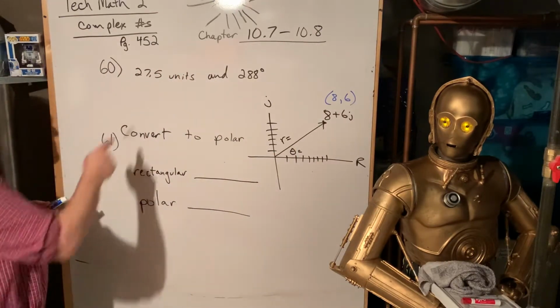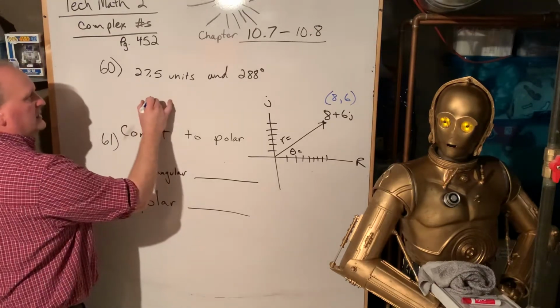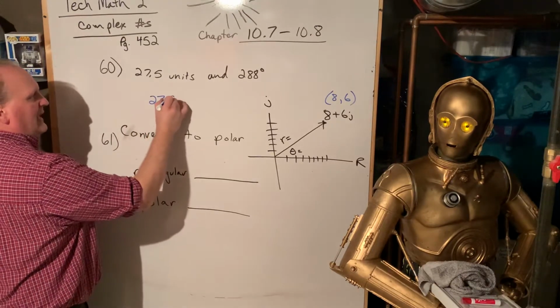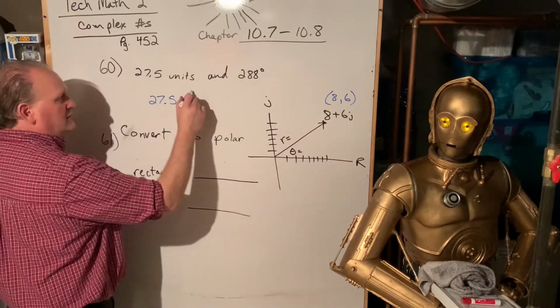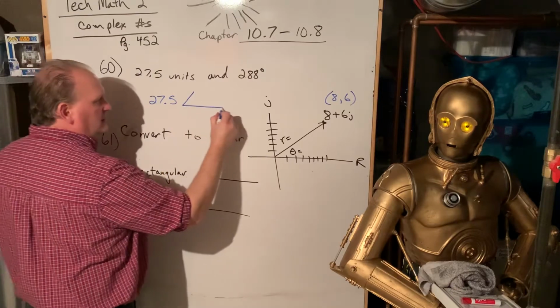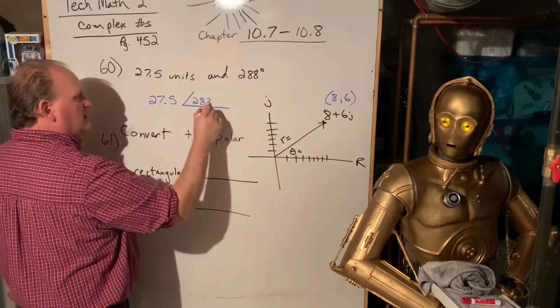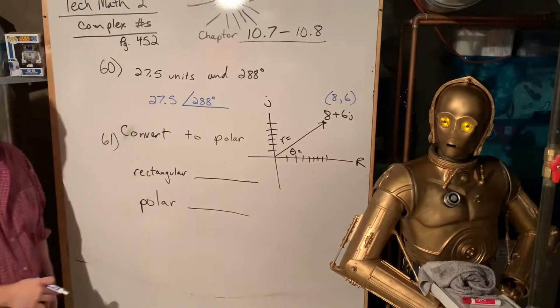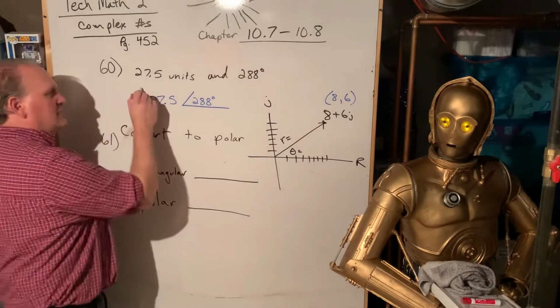And so they want me to just do the shorthand for that. That's easy enough. It looks like this. It's 27.5. That's the length of the vector. And then you do this big angle mark like this, and then put the 288 degrees in there, like so. Okay. So that's just 60. They just wanted the shorthand.